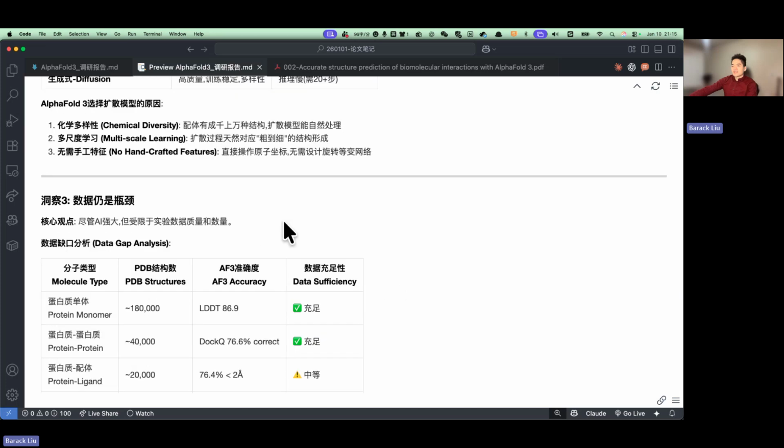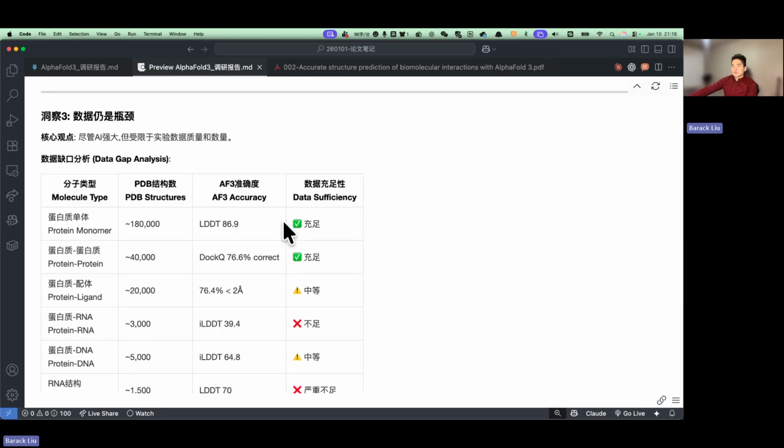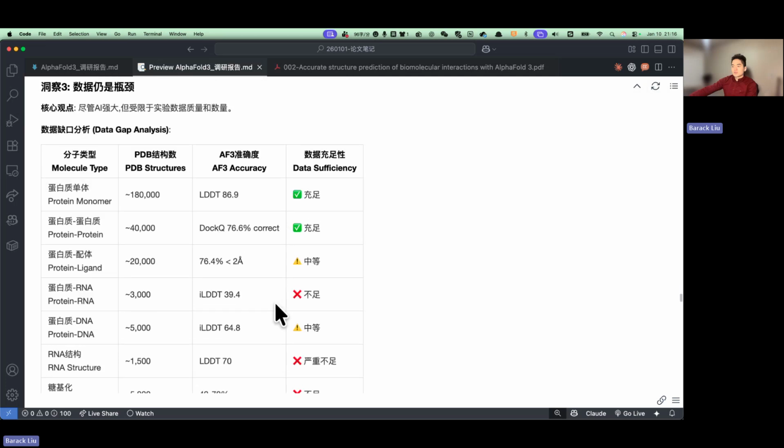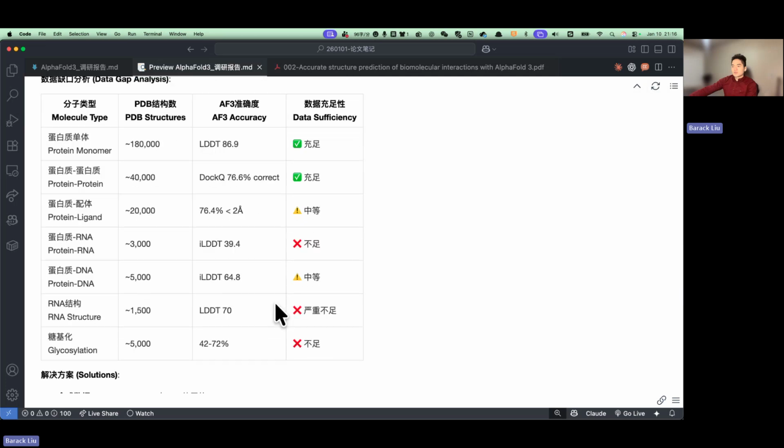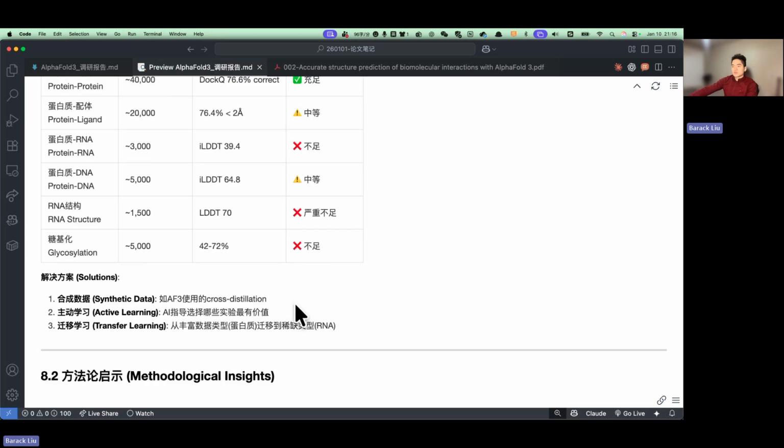Insight 3, data is still the bottleneck. Synthetic data, active learning, transfer learning.